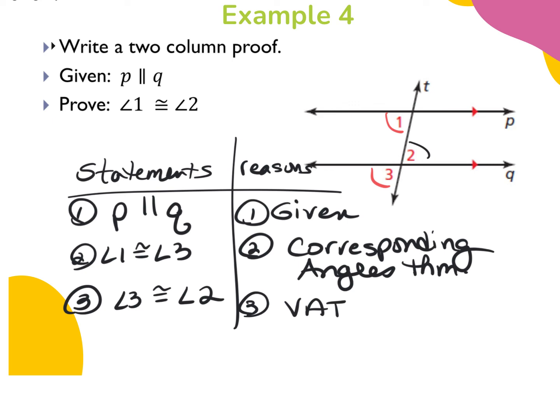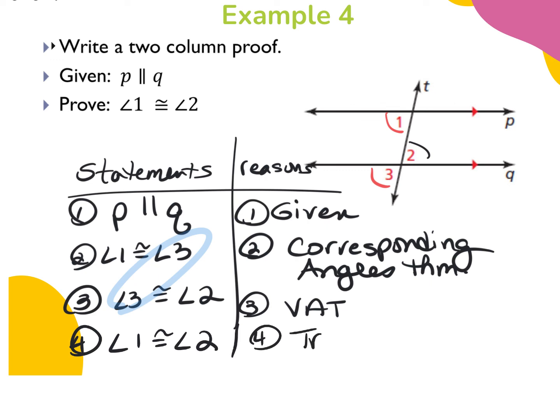Now what I can do is notice this angle 3 and angle 3 overlap. So now I can conclude what I was trying to prove, that angle 1 is congruent to angle 2, and my reason is transitive, or in this case, substitution. Now remember, sometimes when it's substitution only, you can't use transitive. But if it's transitive, then you could have also said substitution. So substitution doesn't always go with transitive, but transitive always goes with substitution.